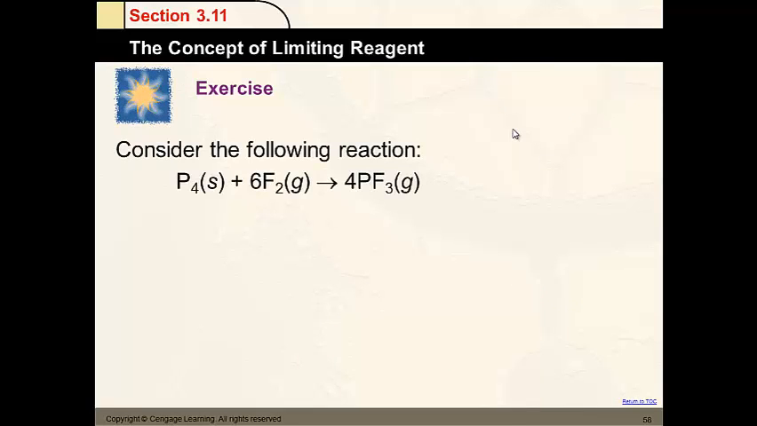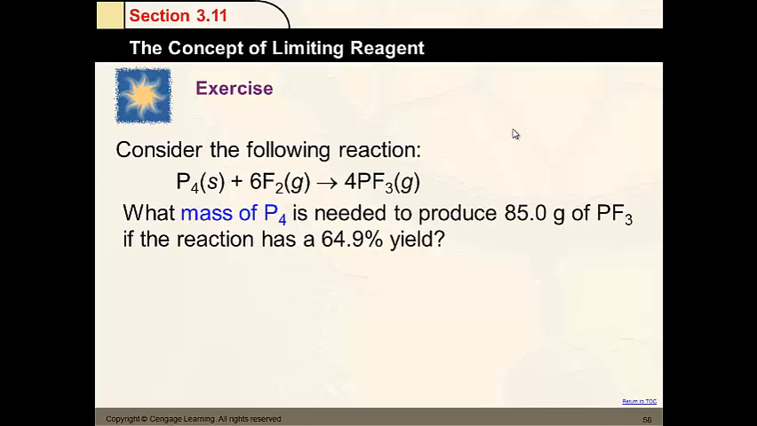Here's an example. It says, with this reaction, what mass of phosphorus is needed to produce 85 grams if the reaction has a 64.9% yield? Okay, so I'm going to organize my thoughts here a little bit. I have a problem that says it's 64.9% yield. Also in the problem it says what mass of P4. So what mass produces 85 grams?